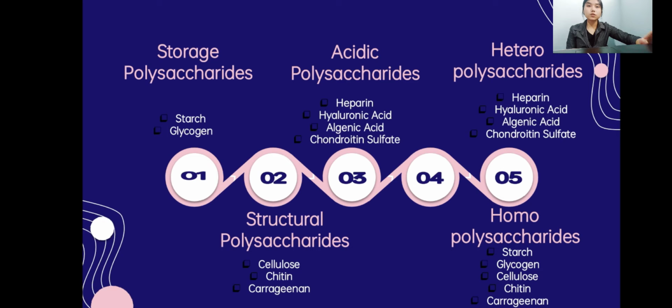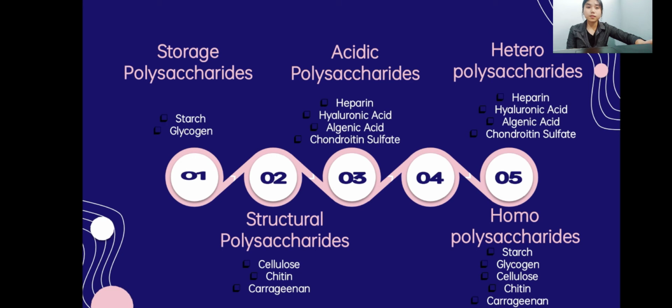So first, the storage polysaccharides. It contains starch and glycogen. Acidic polysaccharides have heparin, hyaluronic acid, alginic acid, and chondroitin sulfate. Next, heteropolysaccharides have heparin, hyaluronic acid, alginic acid, and chondroitin sulfate, the same as acidic polysaccharides.